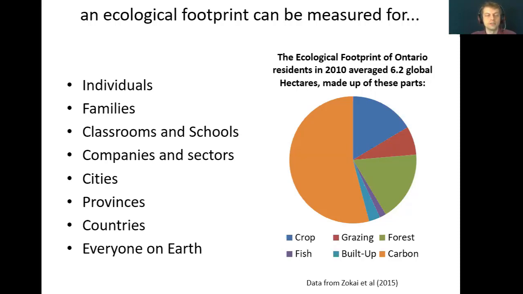This reminds us that there are actions that we can take as individuals and as families to reduce our footprint, and there are also important actions that can only be done collectively through government. Now, another reason why it's important to measure the ecological footprint is that it helps us to make comparisons with others, such as between different individuals or different schools, different cities, between different provinces and countries.